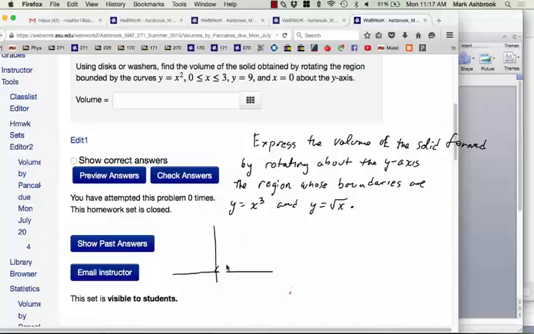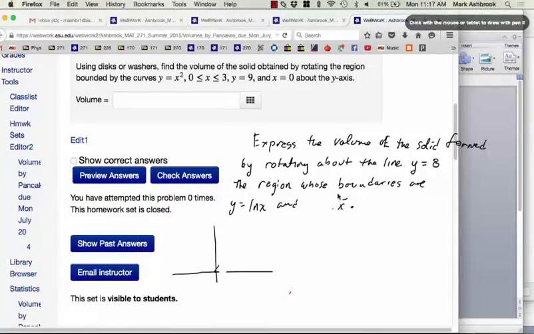So now I want to express the volume formed by rotating, instead of about the y-axis, about the line y equals 8. The region whose boundaries are y equals ln of x, x plus y equals 6, and the x-axis.